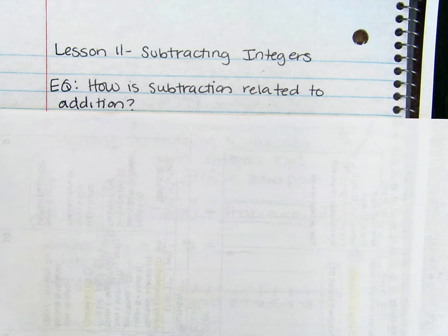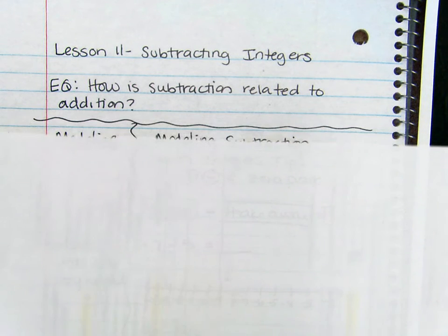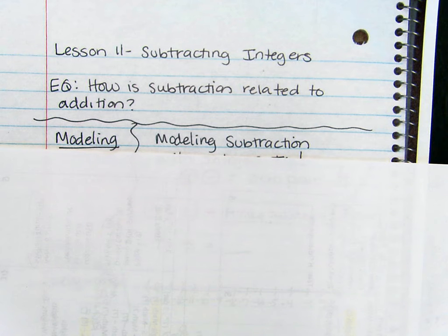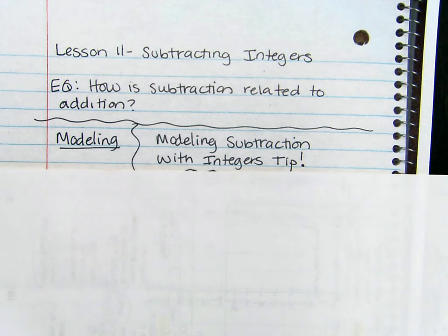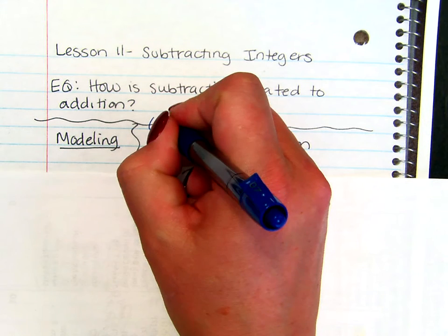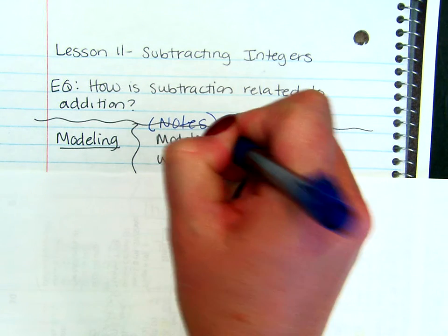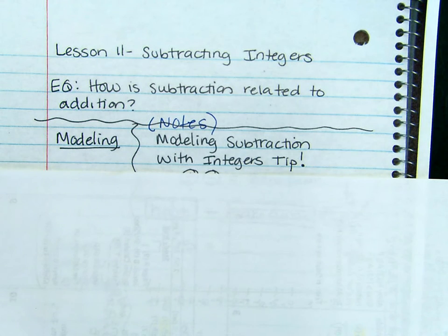So we're going to get things started. Please go ahead and make a 2-column chart with your first column a little bit skinnier than the other side. And we're going to have modeling be the title of our first column. Okay? And then notes will be the title of our second column. And I apologize, I forgot to write that in here. So notes. Here we go.